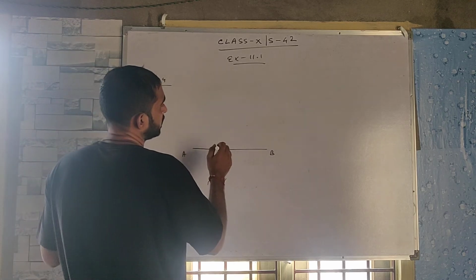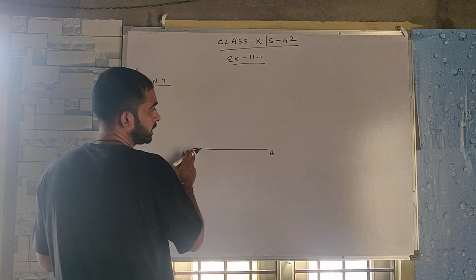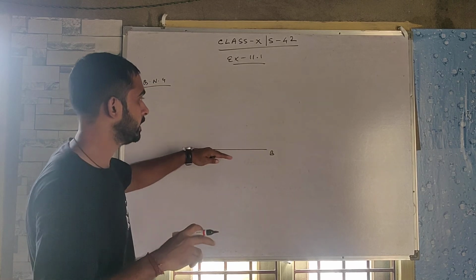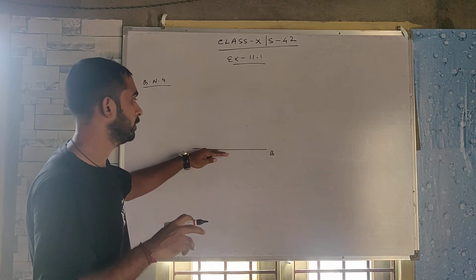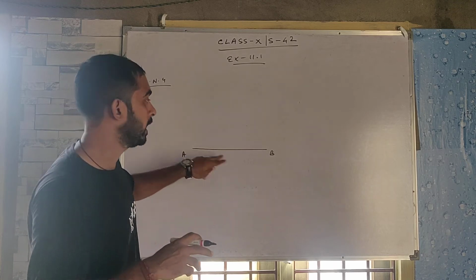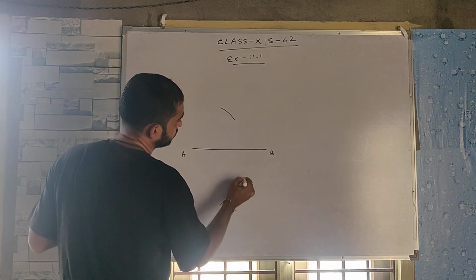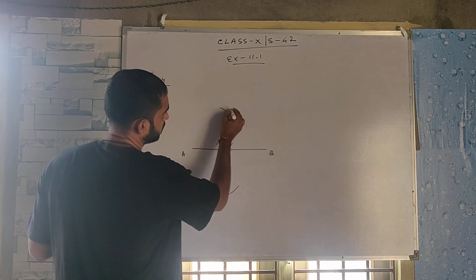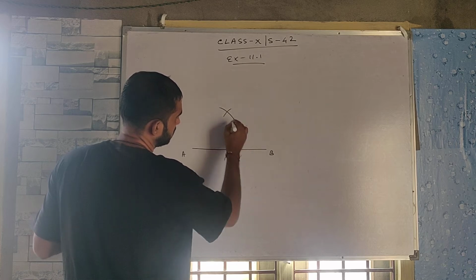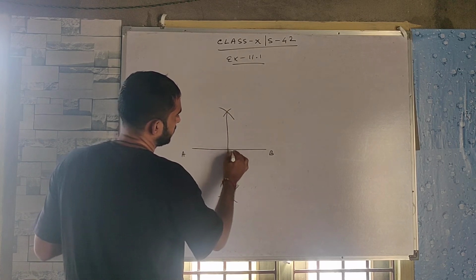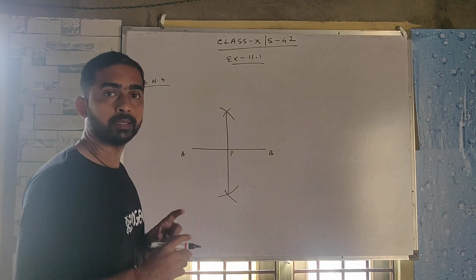So the process is what? Put the compass at the points A and B and draw an arc on either side of AB, with a radius more than half of AB. It should be about this much. I didn't use the compass, so this is not really an actual measurement. So this is P. This is the perpendicular bisector.